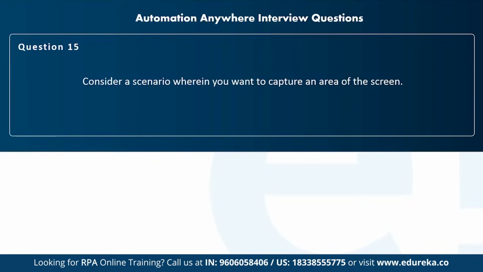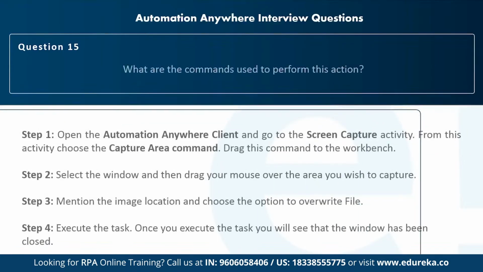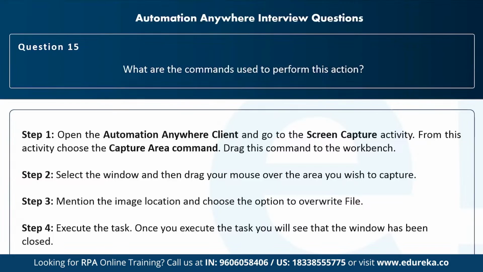Now moving on to the final question for this session, that is, consider a scenario wherein you want to capture an area of the screen. Now, what are the commands that you think you need to use to perform this action? Well, the command used to perform this action is basically the capture area command. So this basically comes under the screen capture activity. What you have to do is select the window, drag your mouse to the area you wish to capture, and then mention the image location. So you can just mention an image location and then overwrite the file simply, right?